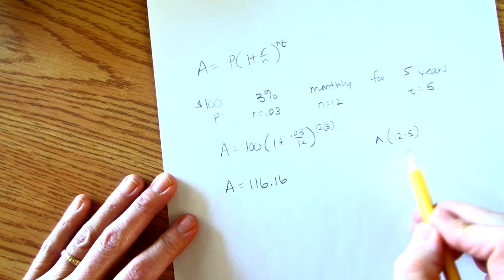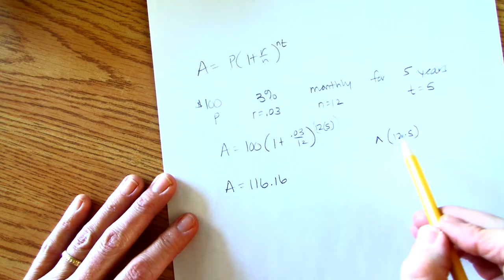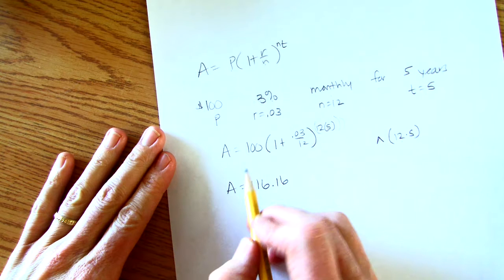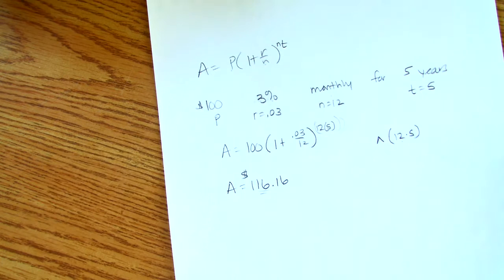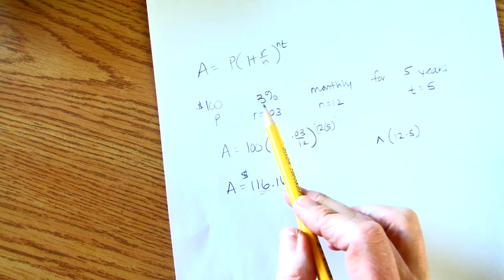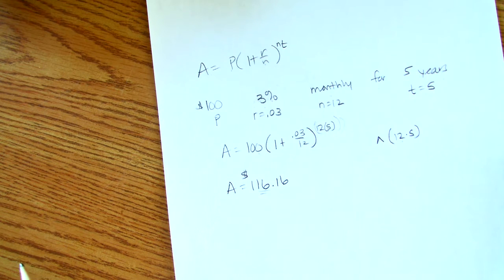If you have an older operating system, you need to remember to put that in parentheses. If you caret 12 times 5, you need to put it in parentheses. Otherwise, it'll raise it to the 12th and then multiply. Your calculator will follow order of operations. So at the end of those 5 years, you have earned a whopping $16. That's because you only had $100 in there. And 3% is actually not a bad rate right now. You're not going to find that in a savings account.